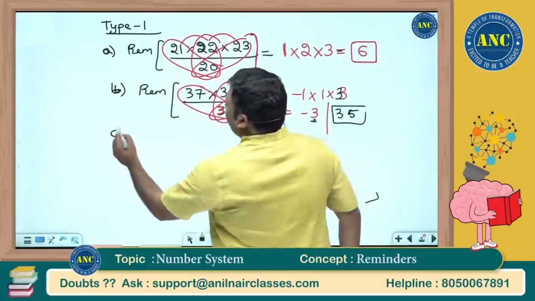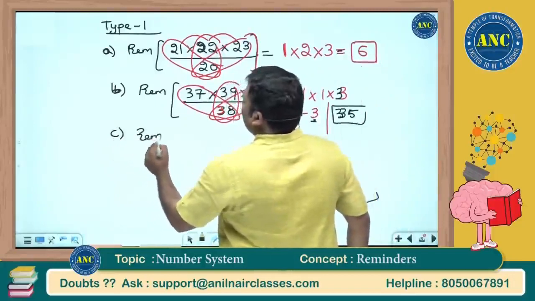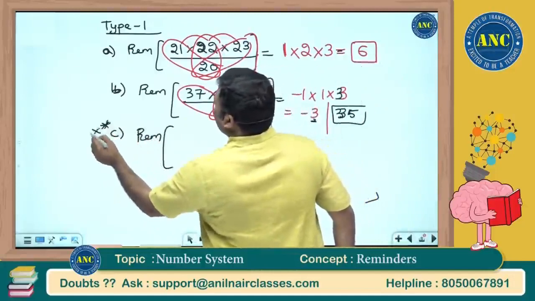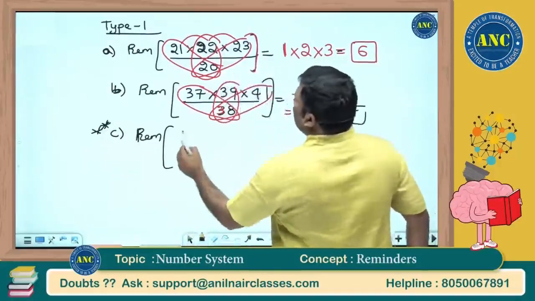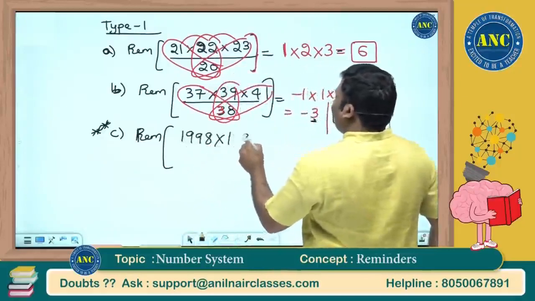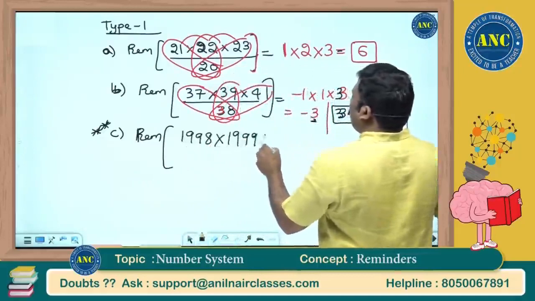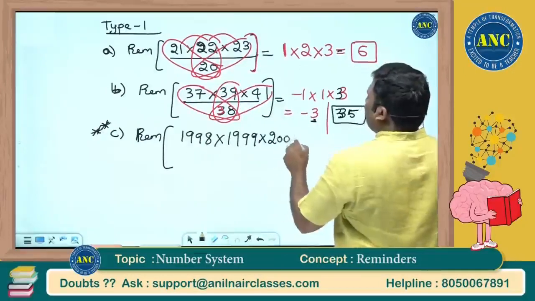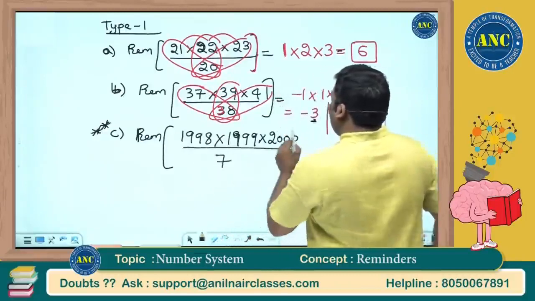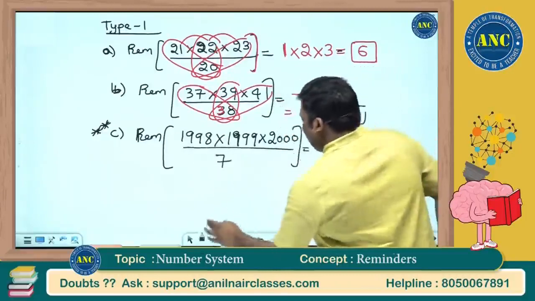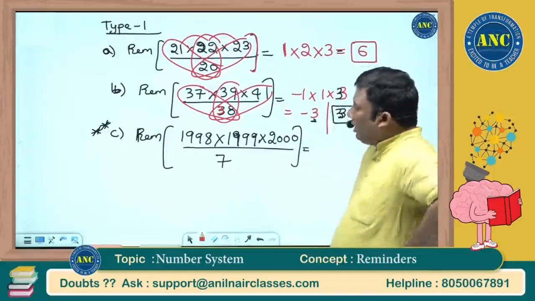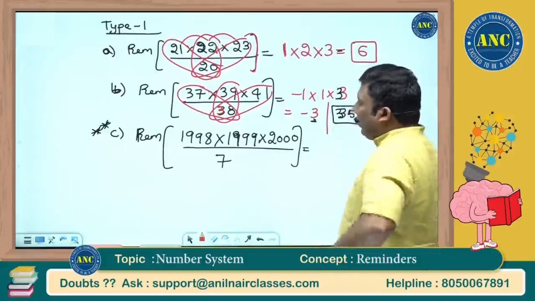Third question. Remainder 1. This is a CAT replica question. 1998 into 1999 into 2000 divided by 7.